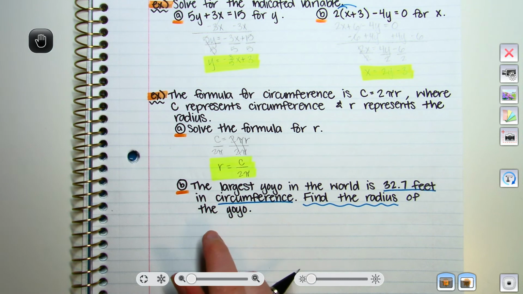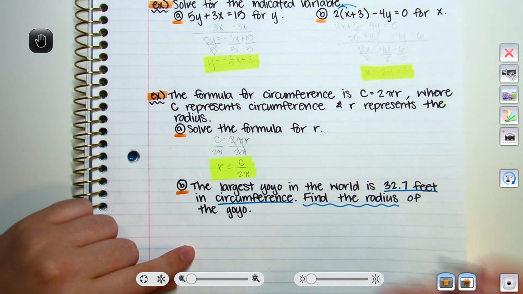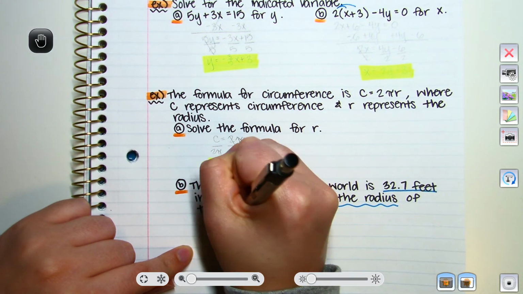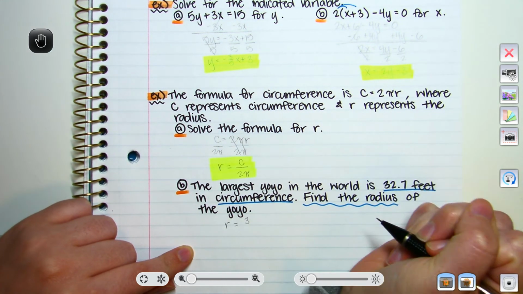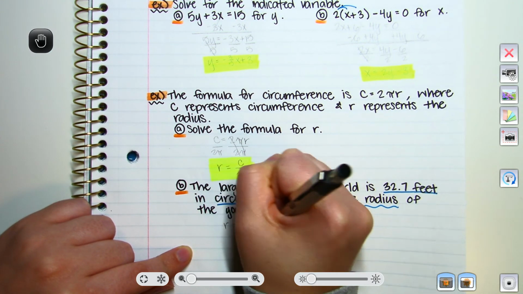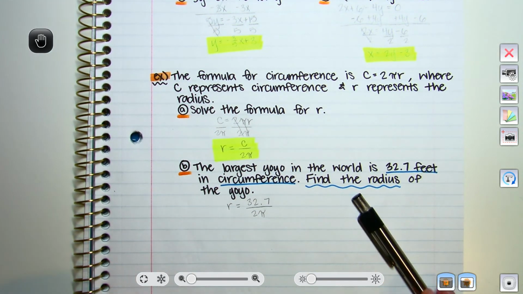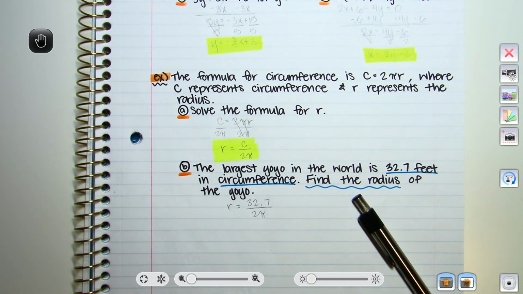Alrighty, so I'm going to plug in 32.7 where I see the C. So r equals 32.7 divided by 2 pi. All right, now I'm going to show you how to do this on 2 separate calculators. Give me just a second to grab it.